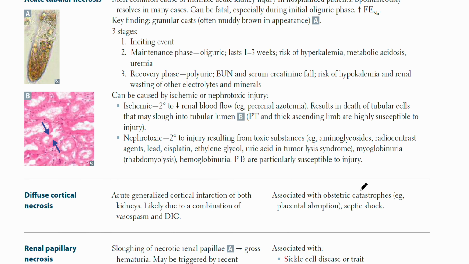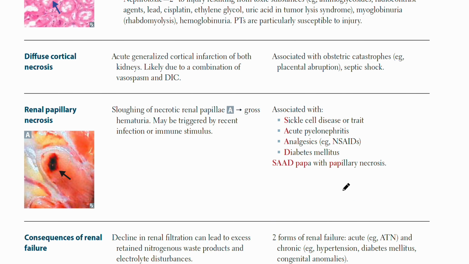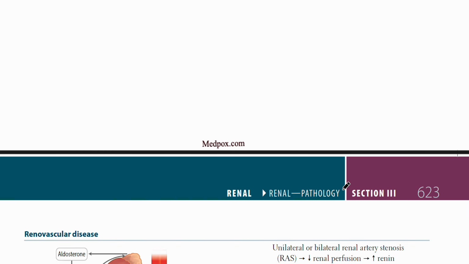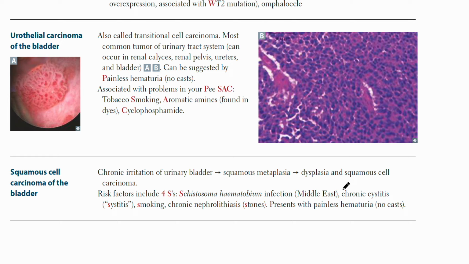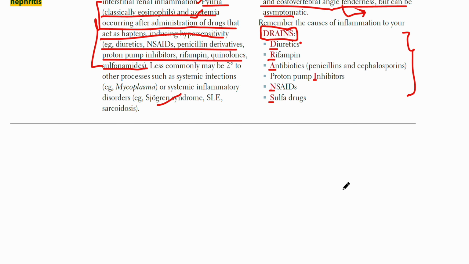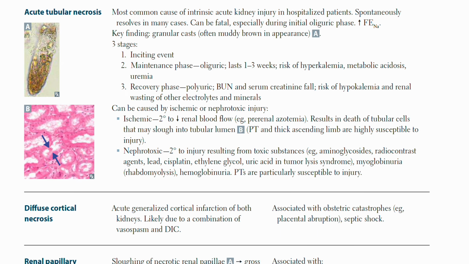So let's talk about acute tubular necrosis. Now we'll talk about acute tubular necrosis, renal papillary necrosis, right? These are the topics we will cover, and then here we finish. Let's see how much I can do in a single session. Acute tubular necrosis is the most common cause of intrinsic acute kidney injury in hospitalized patients.